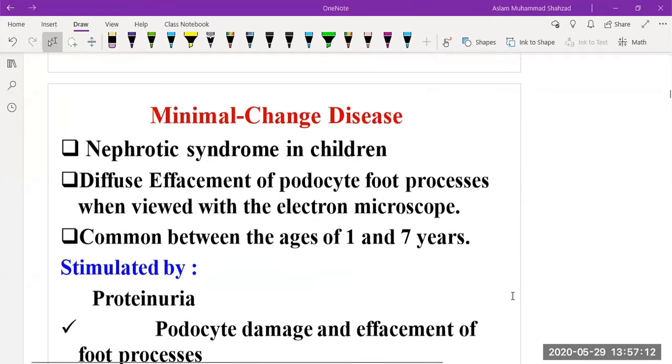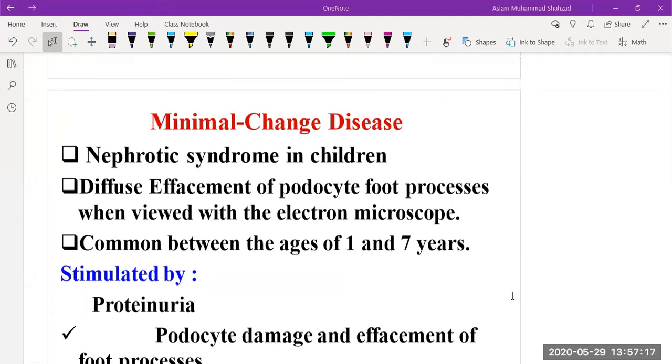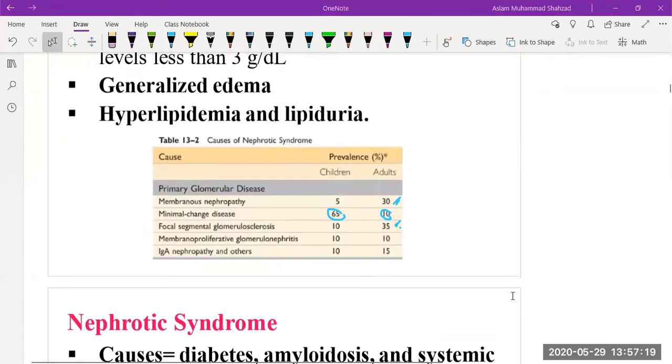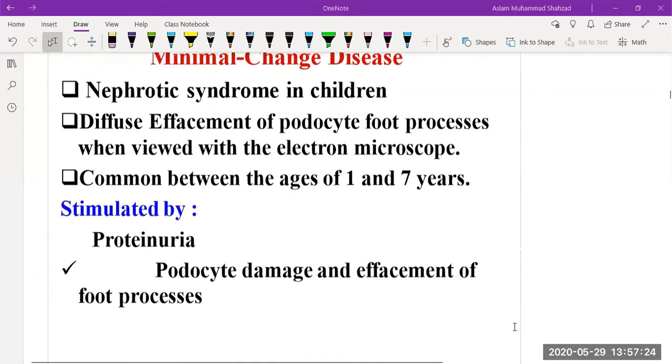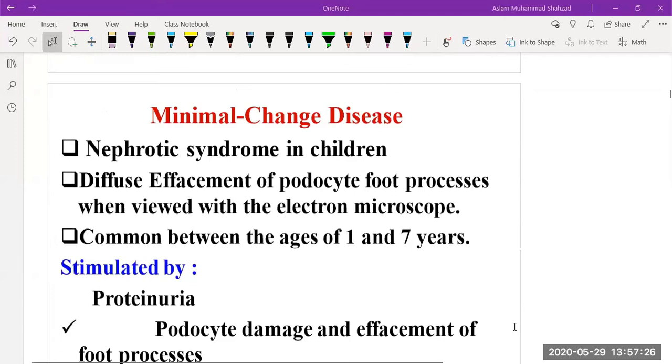When we discuss minimal change disease, it is a disease of children. As we saw in the table before, minimal change disease occurs mostly in children. In this case there will be diffuse effacement of podocyte foot processes when viewed under the microscope. What is meant by diffuse effacement of podocyte foot processes we will discuss in the next slides. It is common between one and 7 years of age.